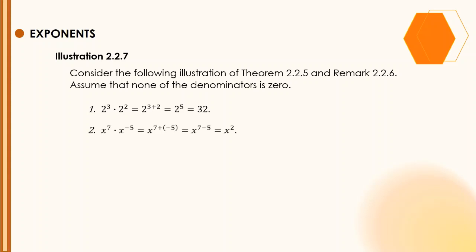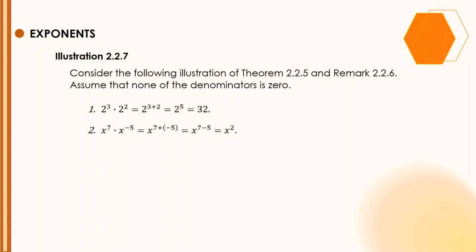Number 2 is x to the power of 7 times x to the power of negative 5. Same base pa rin, yan ay x. So, copy the base and add the exponents. So, this will be equal to x to the power of 7 plus quantity negative 5. So, this is equal to x to the power of 7 minus 5. And this is equal to x squared.